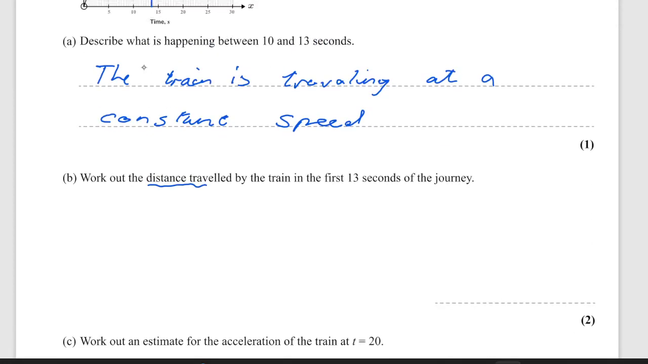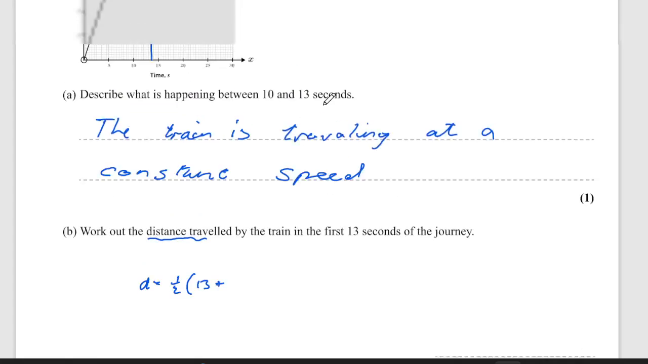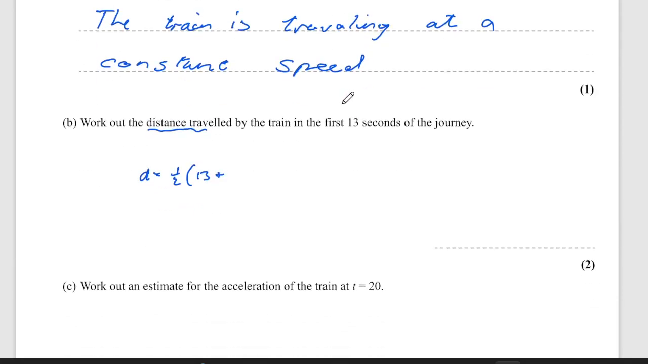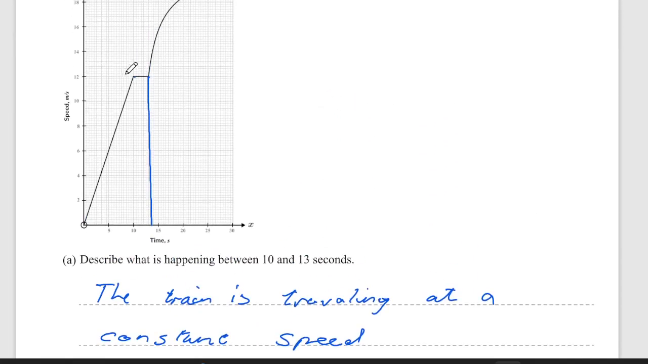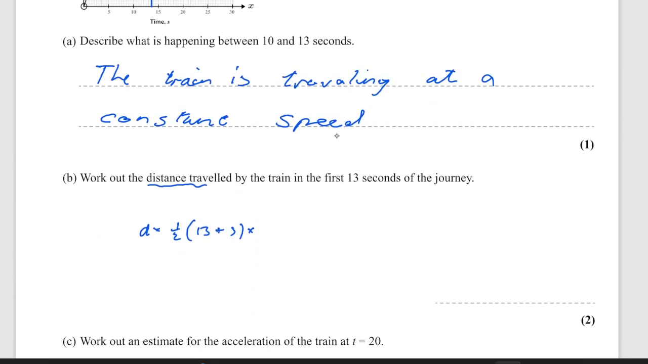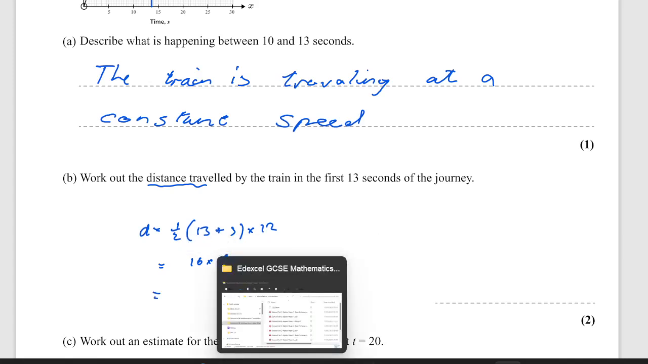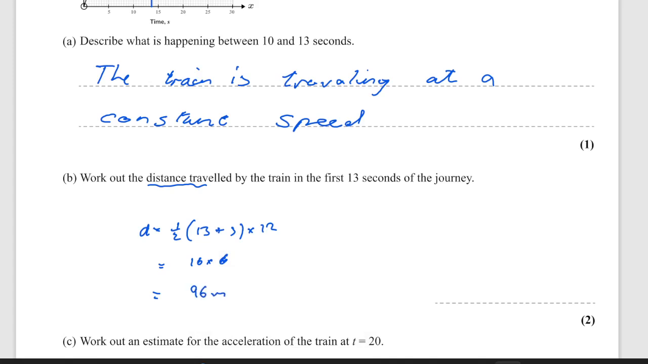So the distance is going to be equal to a half of the bottom length, which is 13, and the top length of the trapezium is, I believe, 3, since 10 to 13 is 3. And we're multiplying that by the height, which is 12. So it's going to be equal to 16 times 6. I've just done the half there on the 12. So 16 times 6 is going to be 96. So 96 meters.